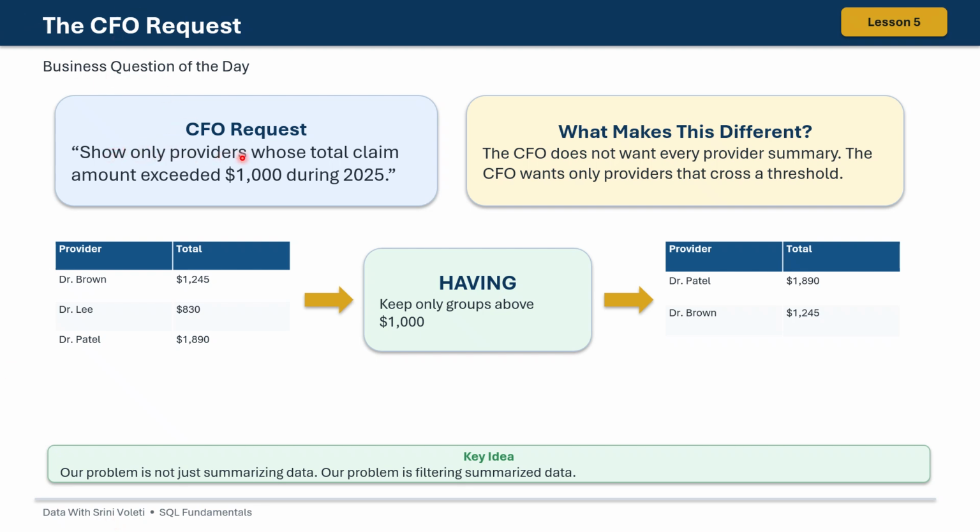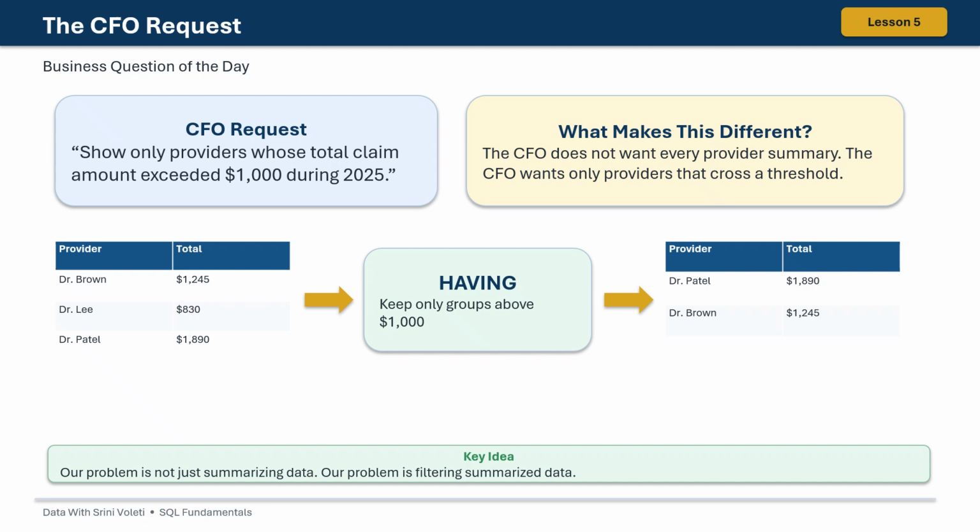Here is today's business question. The Chief Financial Officer says, show only providers whose total claim amount exceeded $1,000 during 2025. This sounds very similar to the GROUP BY report we built in the previous lesson. But there is one important difference. GROUP BY gives us every provider summary, which is useful, but the CFO does not want every provider. The CFO wants only the providers that cross a specific business threshold.